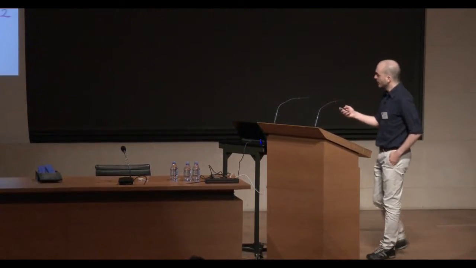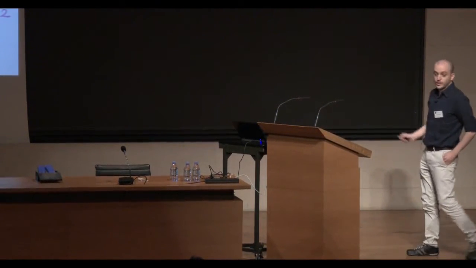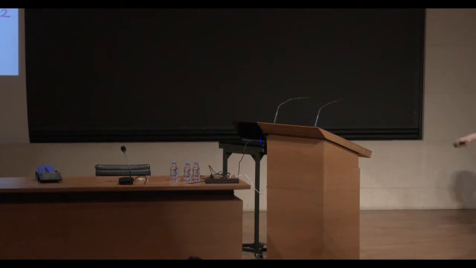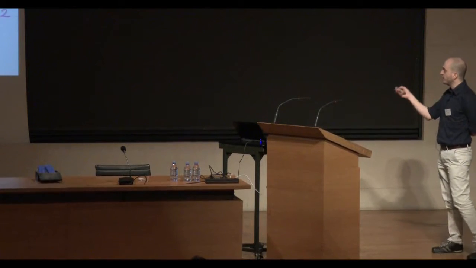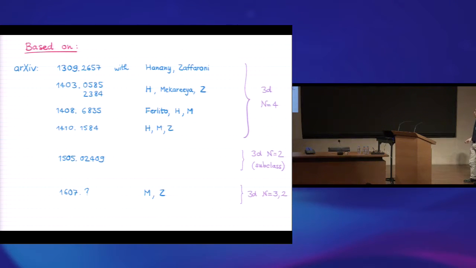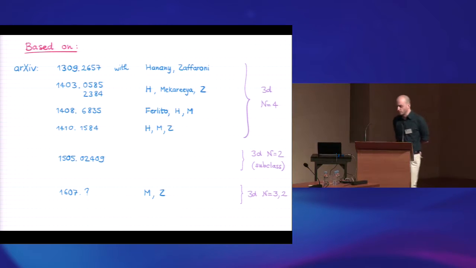This is based on a series of papers, initially on three-dimensional N=4 supersymmetric field theories with Anani and Zaffaroni, then Meccaria and Ferlito. And more recently, we've been trying to generalize the same kind of physics argument to theories with a lower amount of supersymmetry, say three-dimensional N=3 and N=2 field theories.